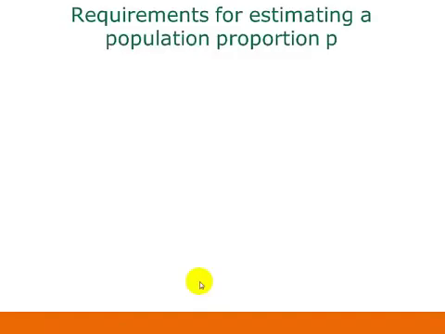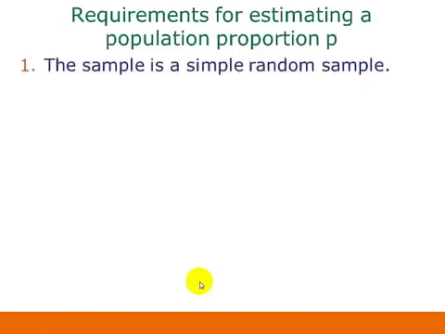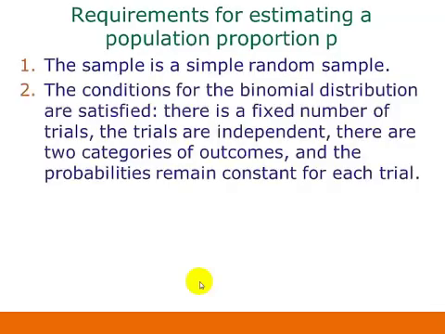So first, the requirements for estimating a population proportion P. First, the sample is a simple random sample. Second, the conditions for the binomial distribution are satisfied, which means there's a fixed number of trials, the trials are independent, there are 2 categories of outcomes, and the probabilities remain constant for each trial.